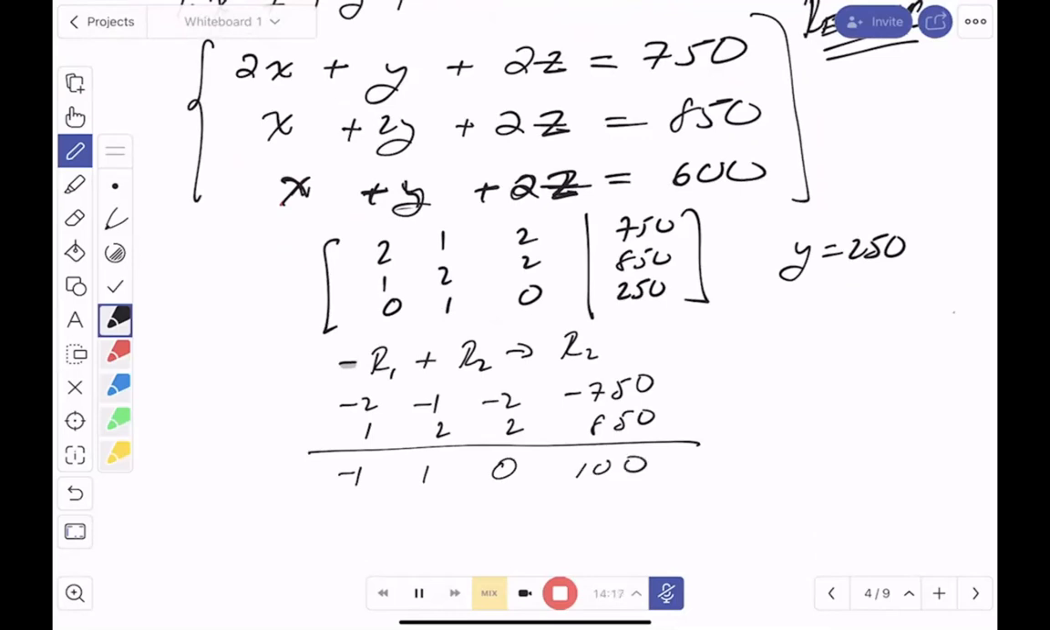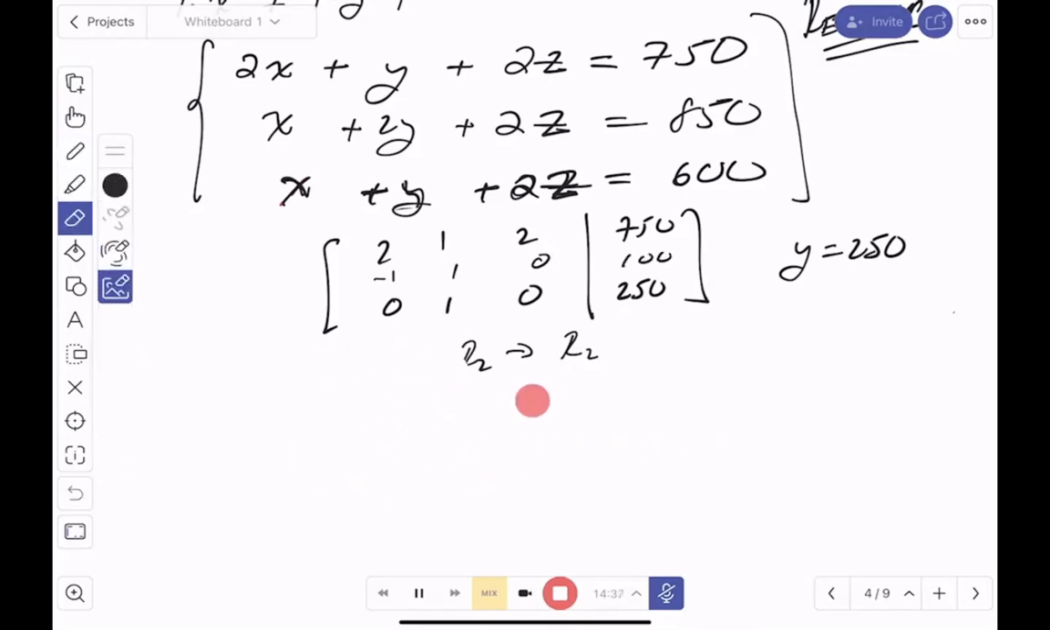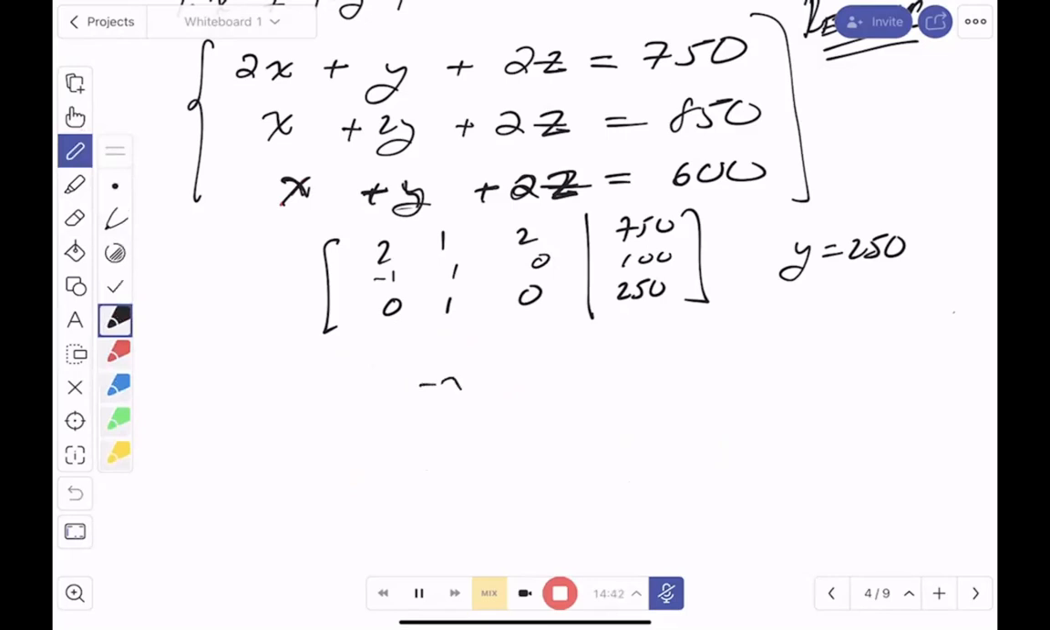I'm going to write that down now for you. Row 2. And what do you get? Minus 1, 1, 0, and 100. Let's write this down. So what do you get? Minus x plus y equals 100. Minus x equals minus 150, and x is 150 now.